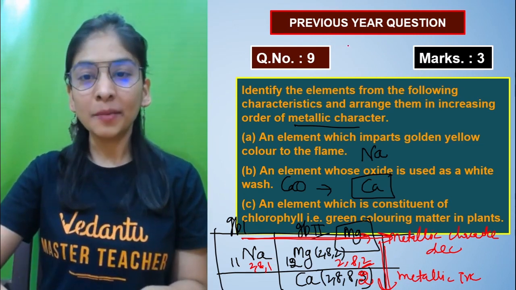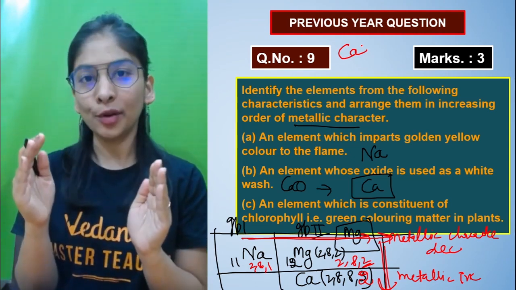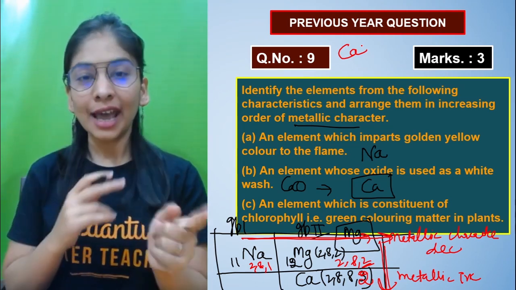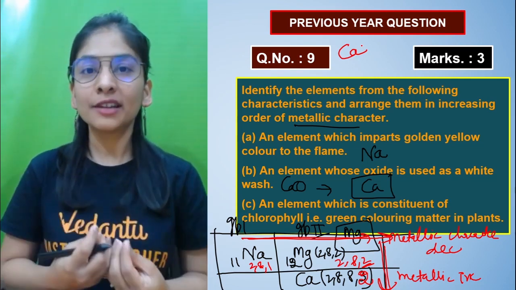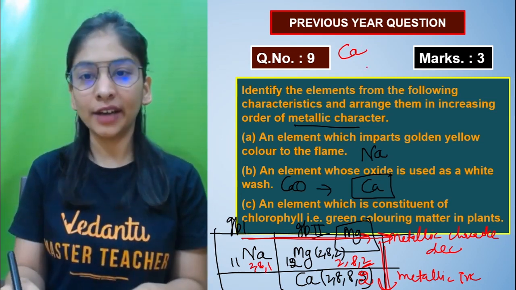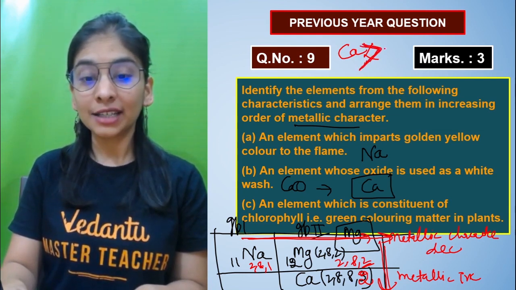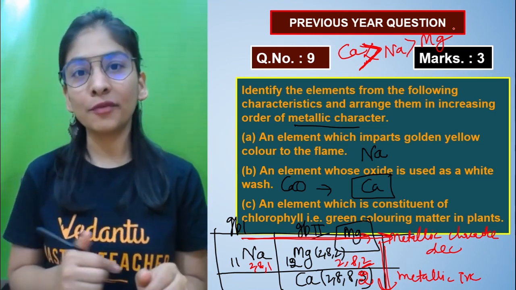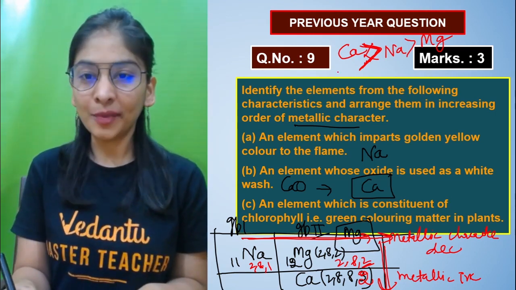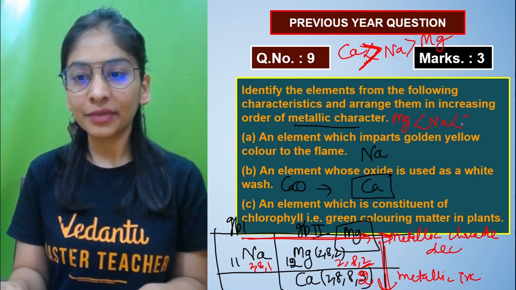So first, maximum metallic character will be shown by calcium as it's having 4 shells and comparatively far away from nucleus, and these electrons are easy to lose. And among sodium and magnesium, metallic character decreases. So sodium is more electropositive, more metallic character it will show because it has to lose only 1 electron. So first calcium, super reactive, then sodium, and last magnesium in terms of metallic behavior. As we need to put it into increasing order of metallic character, magnesium minimum metallic character, then sodium, then calcium.